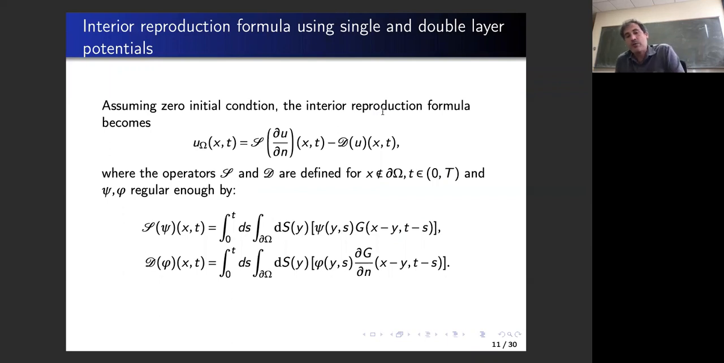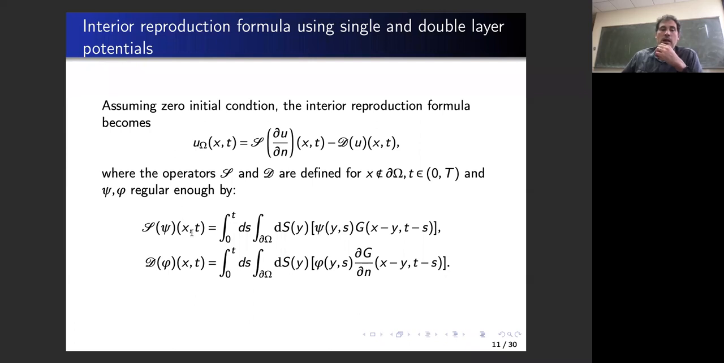Which is here, for example. So now you can write this with the language of potential theory. You define two operators, S and D: a single layer potential and a double layer potential. These are like your classic single and double layer potentials for the Laplace equation. The difference is that you're integrating a history of all these things from 0 to t, correct?